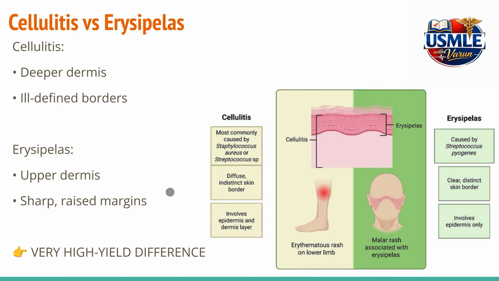Now let's compare two commonly confused conditions, cellulitis and erysipelas. Cellulitis involves the deeper layers of the dermis. Because of this, the borders are not well defined. The redness blends gradually into the surrounding skin, whereas erysipelas, on the other hand, affects the upper dermis and the superficial lymphatics. So it has sharply defined and raised edges. The difference in depth directly explains the difference in appearance. Deeper infection is usually related to diffuse borders, whereas superficial infection is usually related to sharp borders. This is a very high yield comparison, and this is also commonly tested on USMLE.